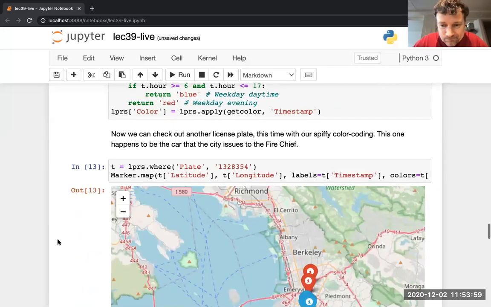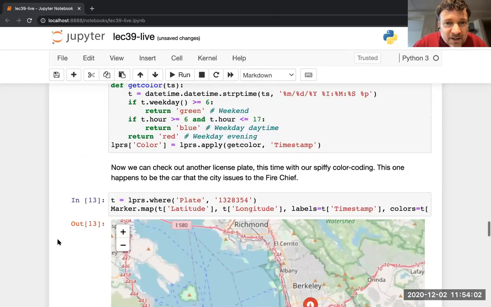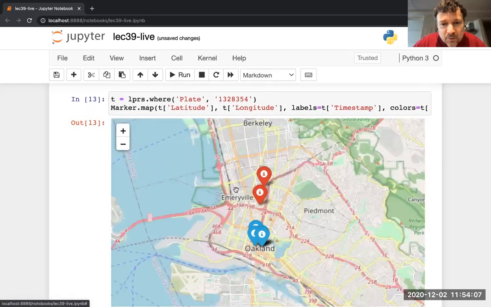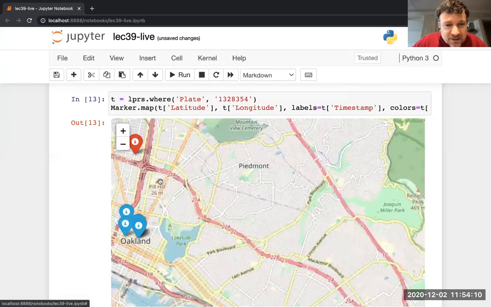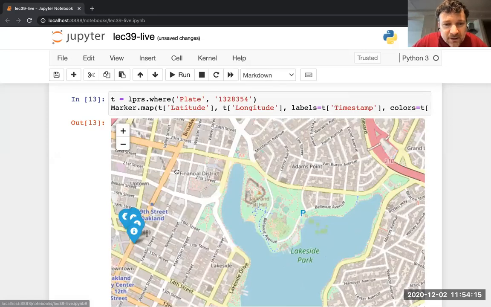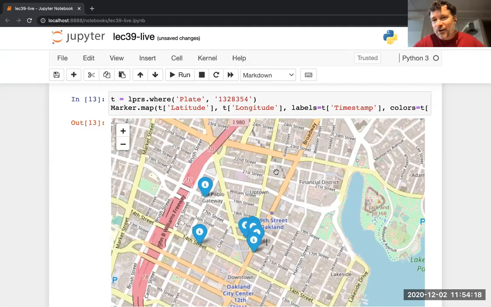All right, so here's the map. Let me remind myself of the color coding. Blue was weekday daytime. So let's start with blue and see what we can infer about the fire chief from blue. What do we see in here? I don't know if any of you know this area of Oakland, but this turns out to be city offices, so I think that's probably her office. I think I remember looking it up and it turns out that's where the fire department's headquarters are or something like that. Okay, so that makes sense. Daytime parked a lot of the time near her office.